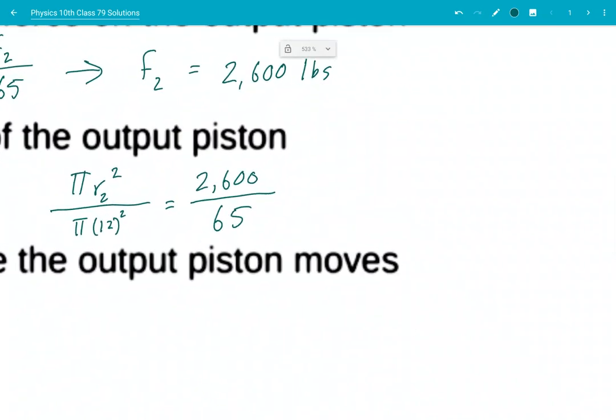Okay, so now let's cross multiply. What I would do if I were you is simplify all this. So I'll write out this part for you. When you simplify the left, you're going to get pi r squared over 144 times pi. You get 452.389.